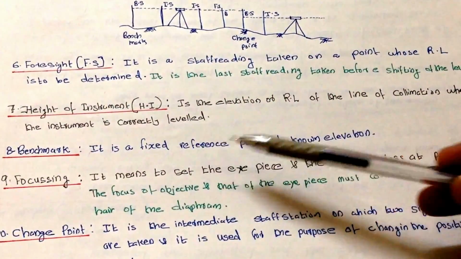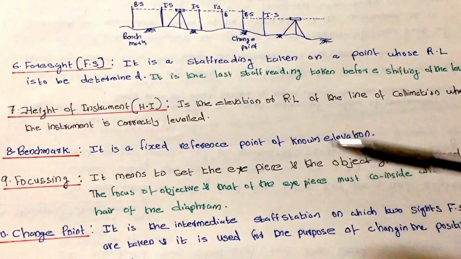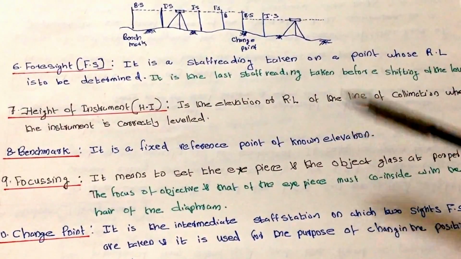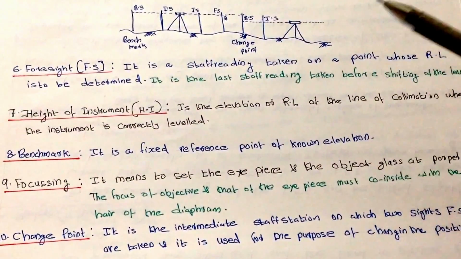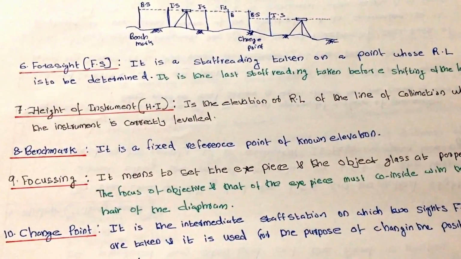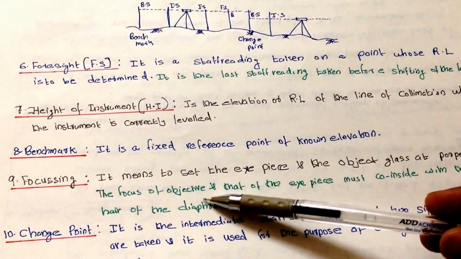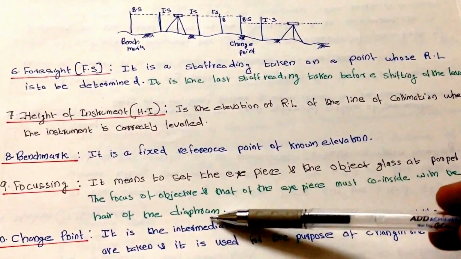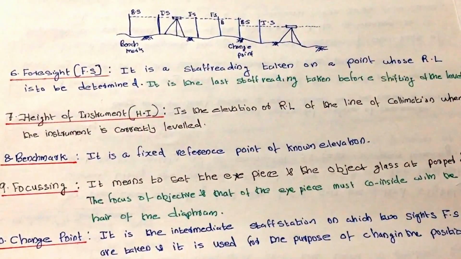Benchmark. It is a fixed reference point of known elevation. Benchmarking means you have to put something as a fixed thing, and that is known as a benchmark. Focusing means to set the eyepiece and the object glass at proper distance. The focus of the objective and that of the eyepiece must coincide with the crosshair of the diaphragm. That is a condition you have to follow.